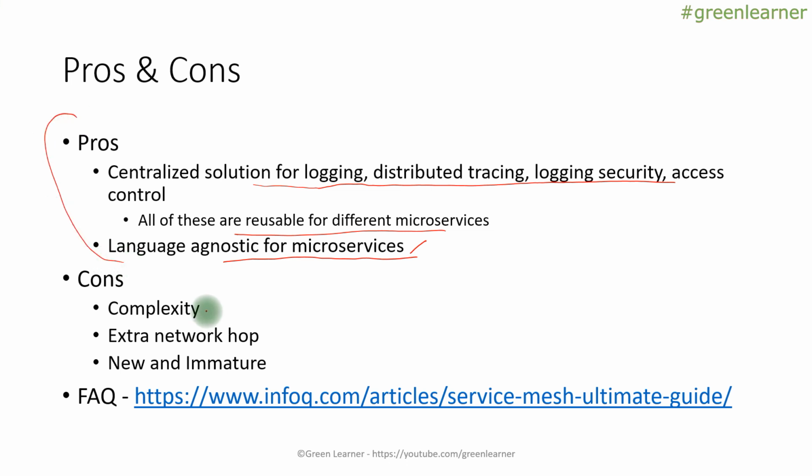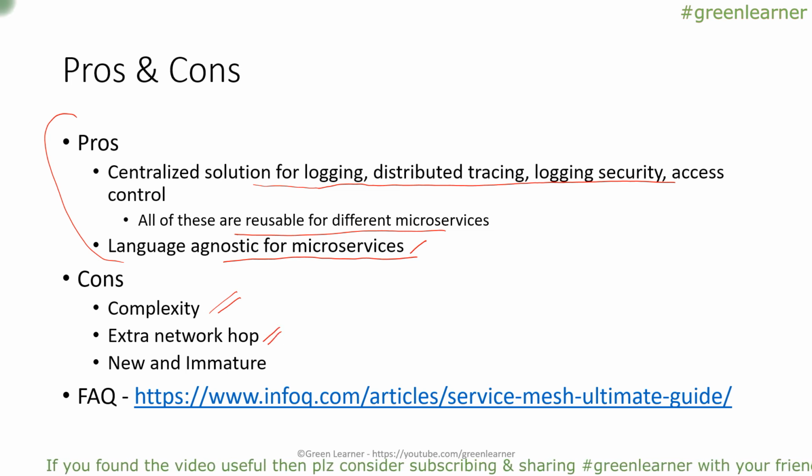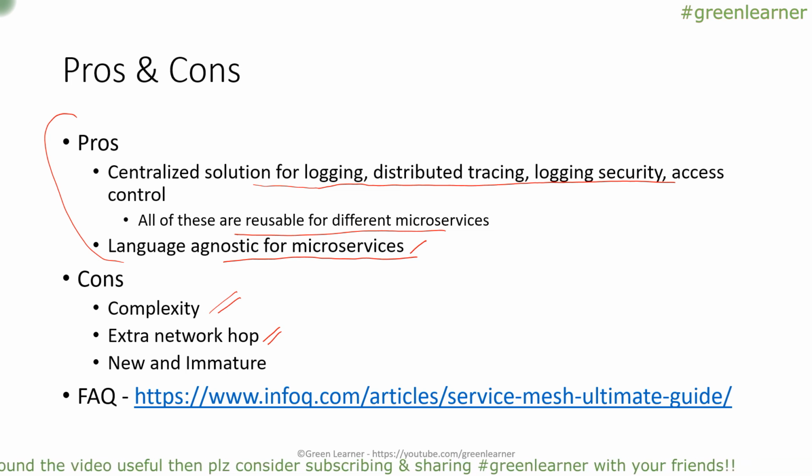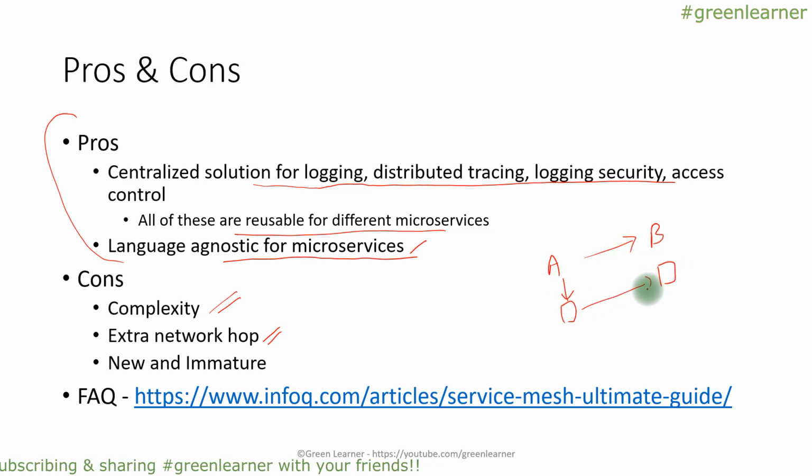And cons: complexity grows when you are deploying this proxy with the service mesh, right? Earlier you had only one component, the microservice, but now for each microservice you have a sidecar associated. So double the number of instances, double the number of applications to take care of, right? Extra network hop: when service A is calling service B, earlier it was calling directly, now it is going through a proxy. From here, it is going here, and now here.